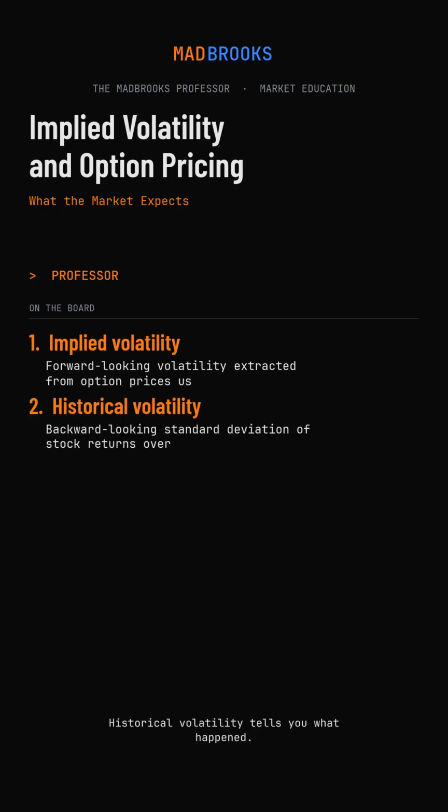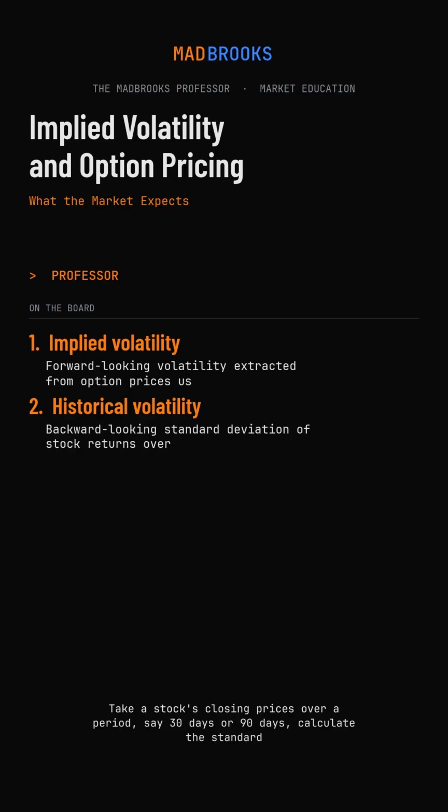Historical volatility tells you what happened. Implied volatility tells you what the market expects to happen. The difference matters because options are forward-looking instruments, and you're not buying yesterday's movement. You're buying the right to participate in tomorrow's chaos, and implied volatility is how the market prices that chaos right now.